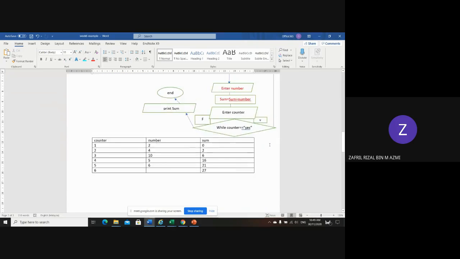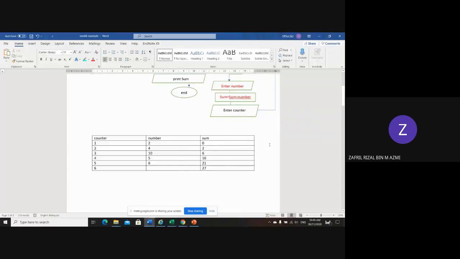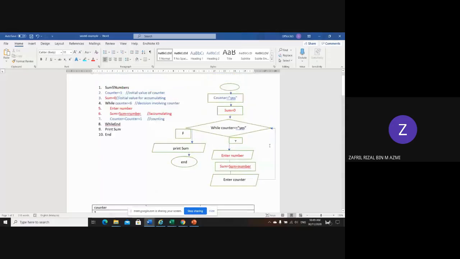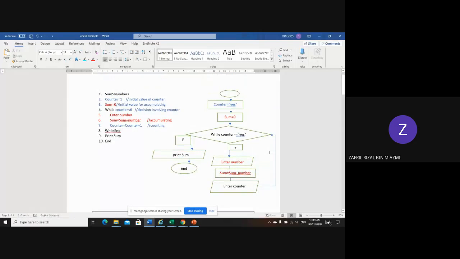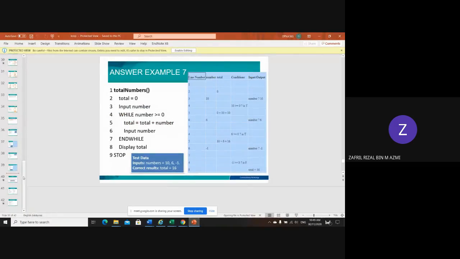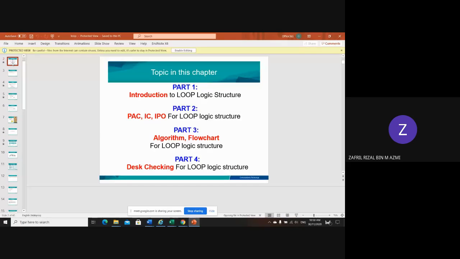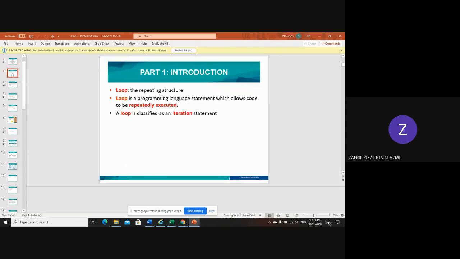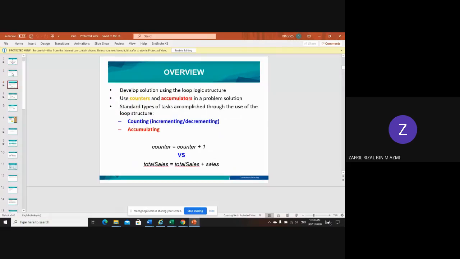Okay, so we finish with the loop. Loop is very easy because it only involves 3 types of loop structure. But you also need to look at the notes. This one I let you read by yourself. Once you already understand the concept of looping, for sure you will understand this note.